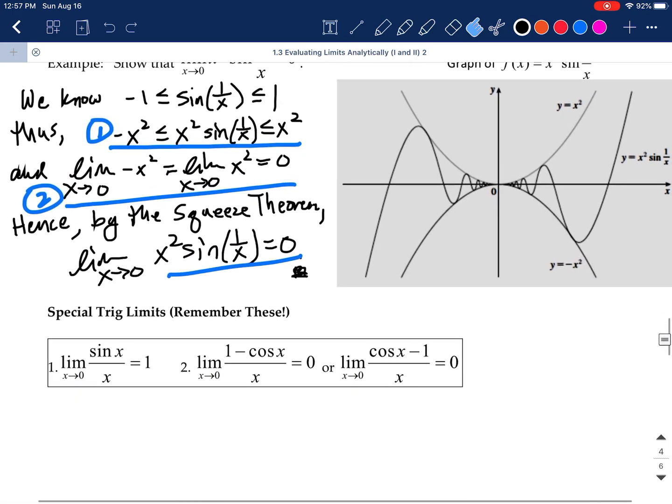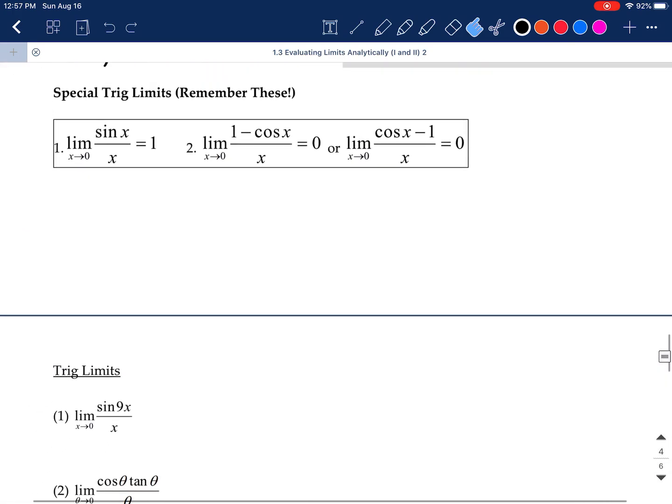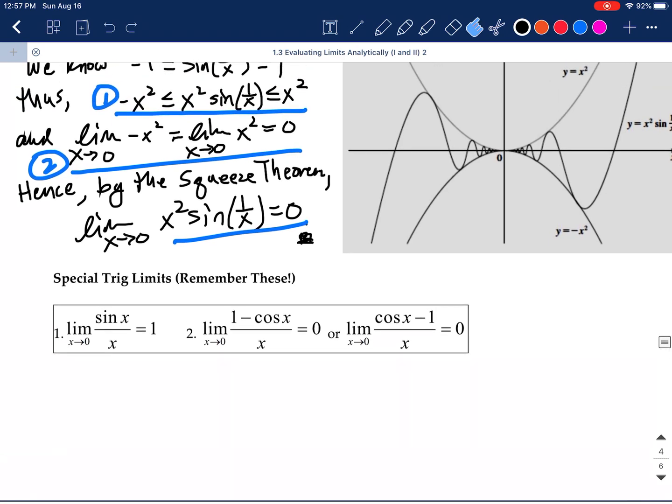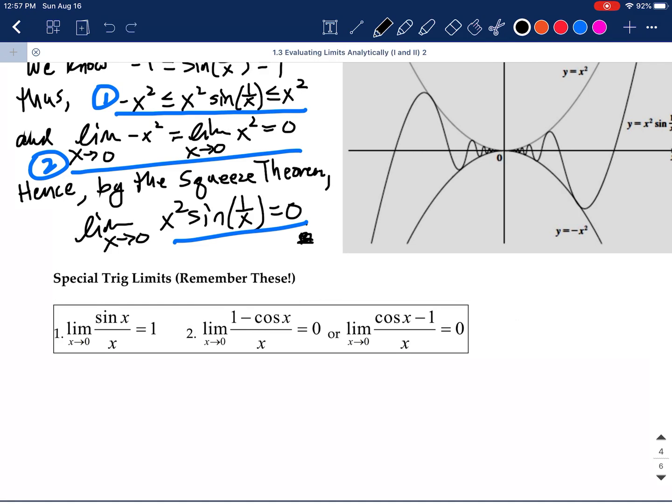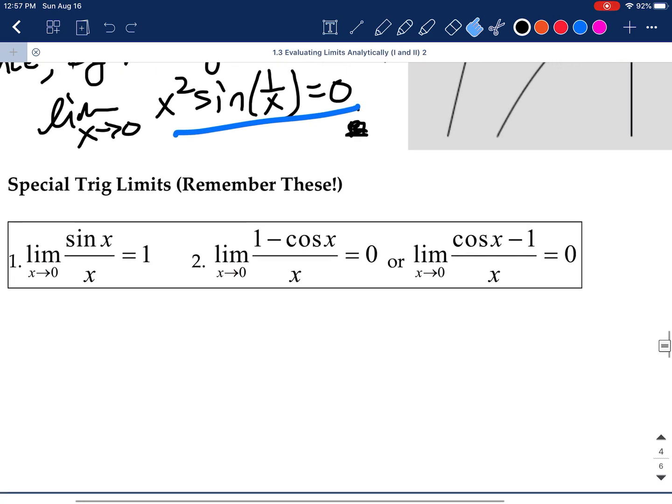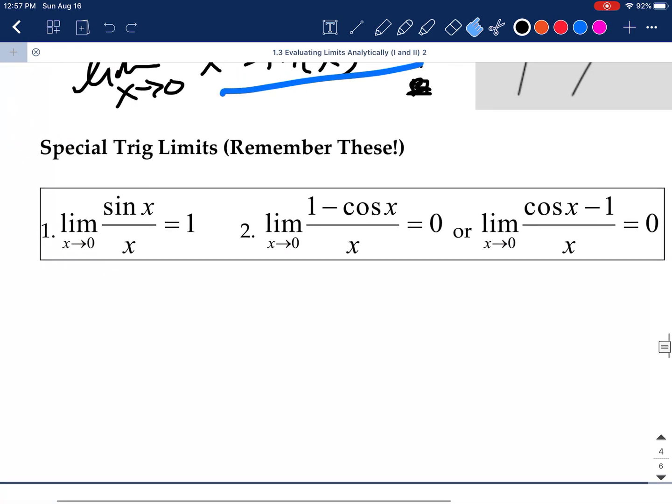So the squeeze theorem we discussed in the second part. There are some special trig limits down here. These special trig limits are limits that you need to know. And I'll probably provide a separate video with proof of at least the first one. You can prove all three of these, but we'll probably do a proof of the first one that you'll be able to see.